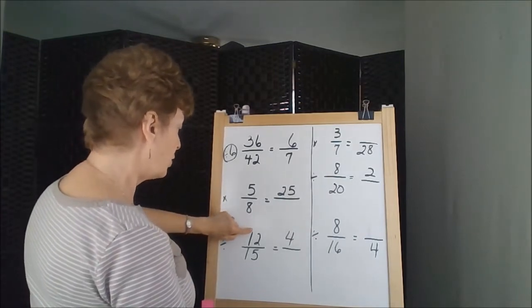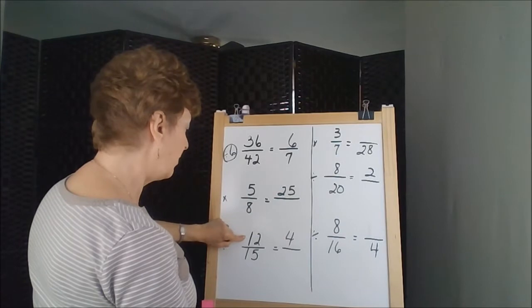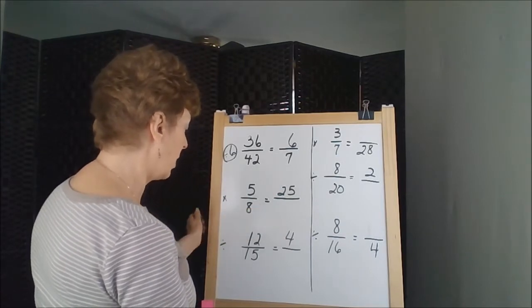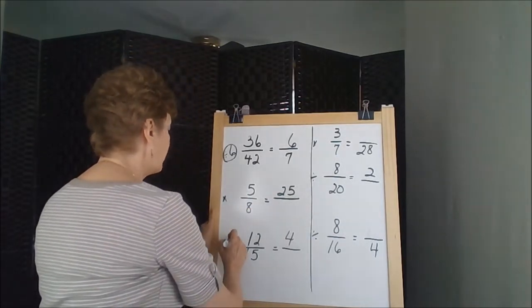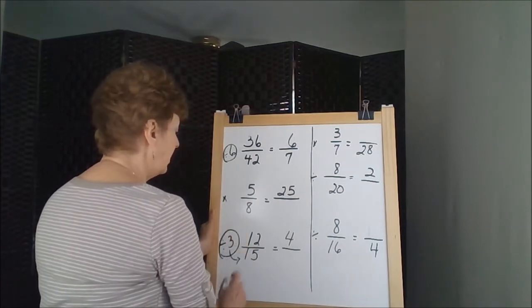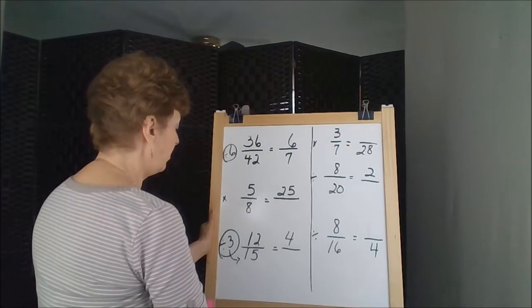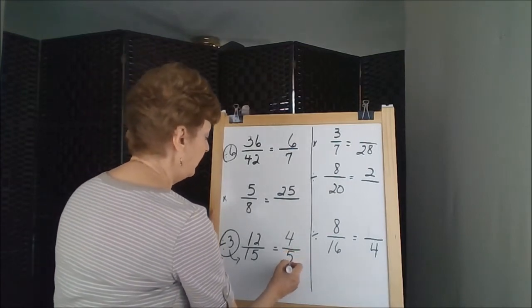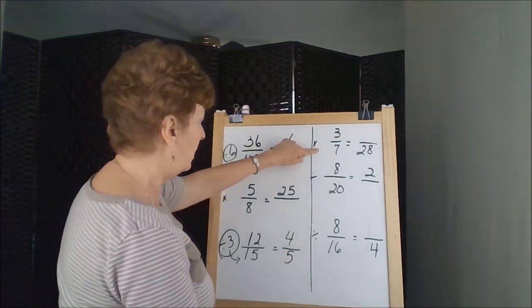Let's jump down to the next division. How do I get from 12 to 4? What do I have to divide 12 by in order to get a 4? Well, 12 divided by 3 is 4. So I'm going to use that. 15 divided by 3 is 5. I'm going to skip that one.